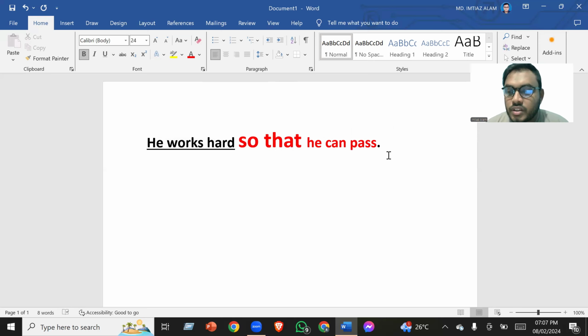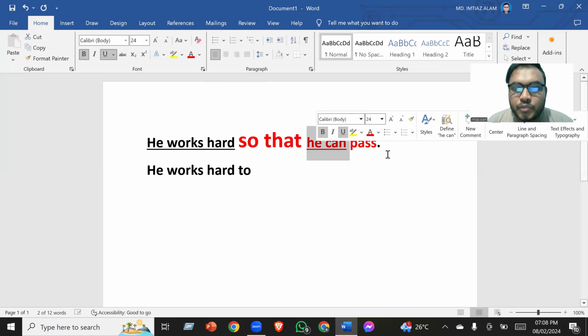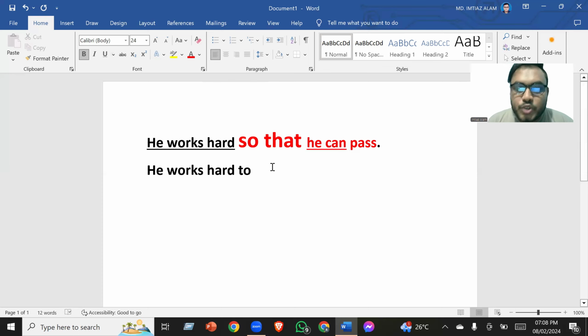Now, how are you going to answer these things when the questions will be like complex to simple? First of all, you have to write the principal clause as it is. He works hard. Now you have to alter so that with to, and then again, you have to delete from subject to all the auxiliaries. I'm repeating again, you have to alter so that with to, and then you have to delete from subject to all the auxiliaries. So he can will be deleted, and the answer will be he works hard to pass.